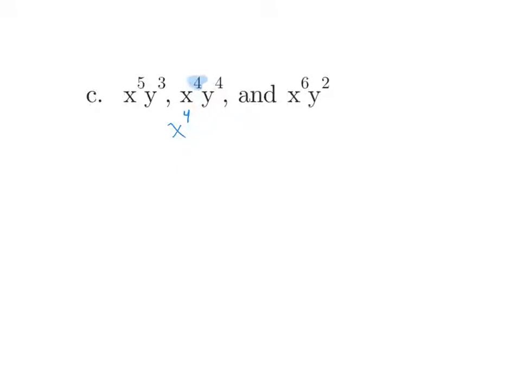If we look at the y's we have 3, 4, and 2. 2 is the smallest exponent. Therefore, they all have at least 2 y's. And so this is our GCF for these 3 terms.